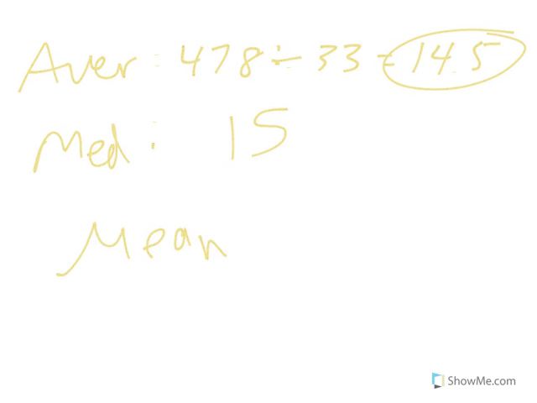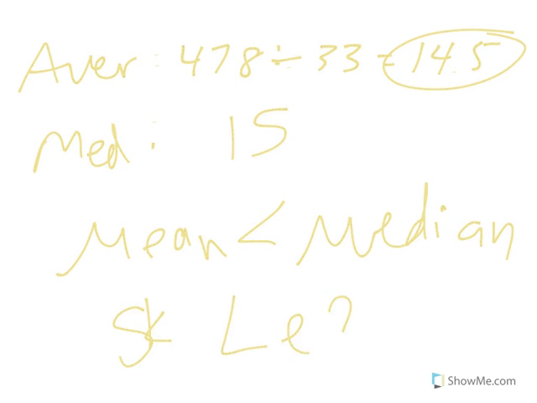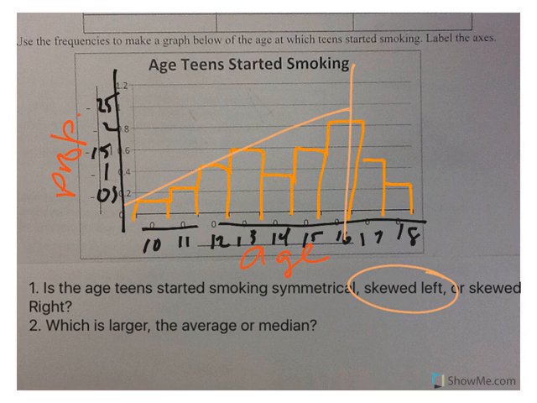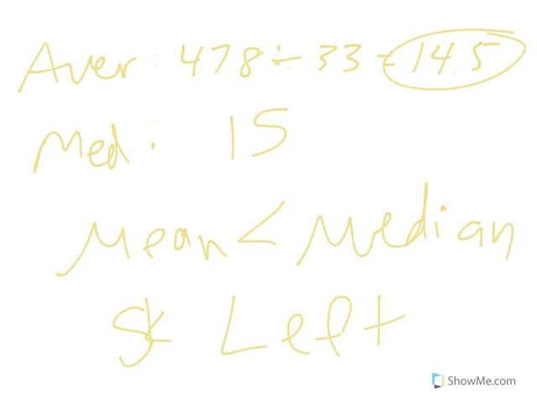So the mean is less than the median, so that means we are skewed left, which is exactly what we said based off our picture. So it's always nice when the math backs up what your picture says.